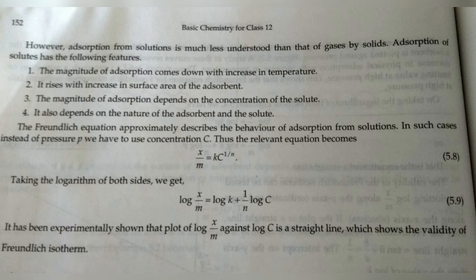Freundlich has made a little change over here in the equation that he gave: x by m is equal to kc, where we were writing kp, here it is kc because we are talking about the concentration, not the pressure. So see, the same raised to the power 1 by n. Taking the log again, the same, we get log x by m is equal to log k plus 1 by n log c. It has been experimentally shown that a plot of log x by m against log c is a straight line, which shows the validity of the Freundlich isotherm.